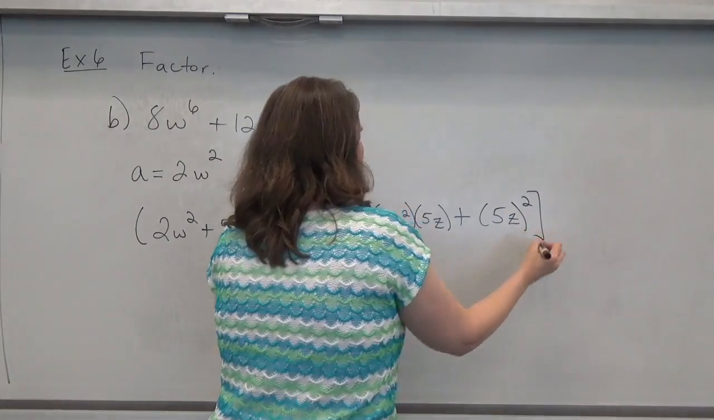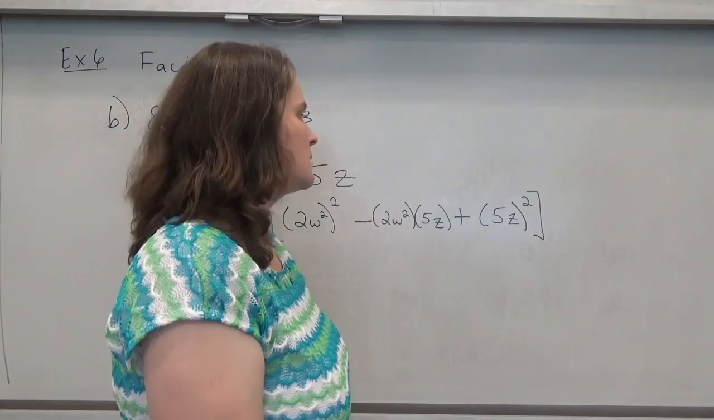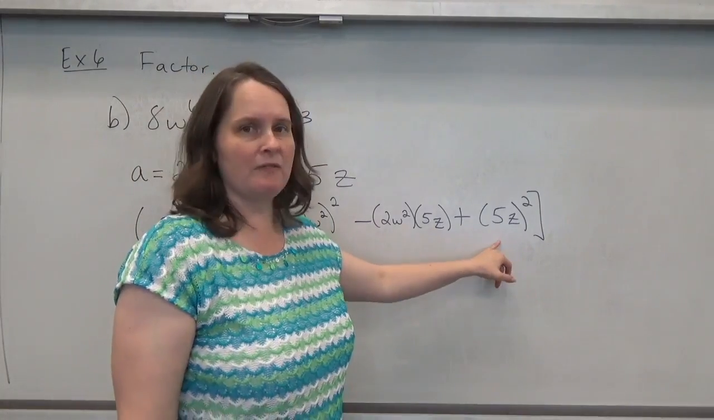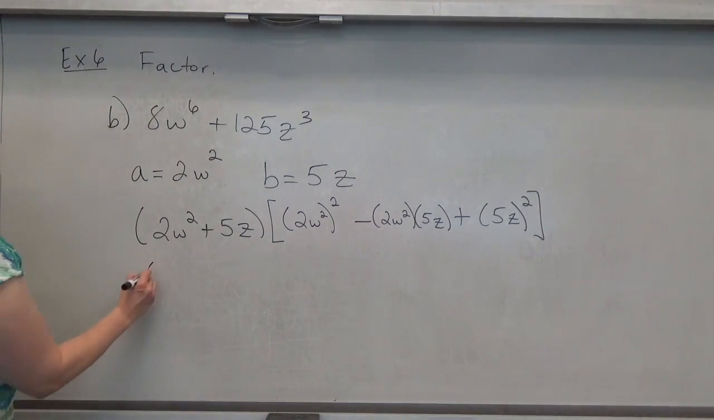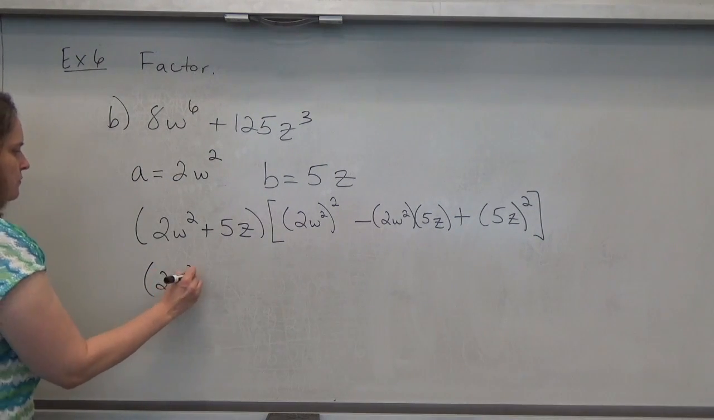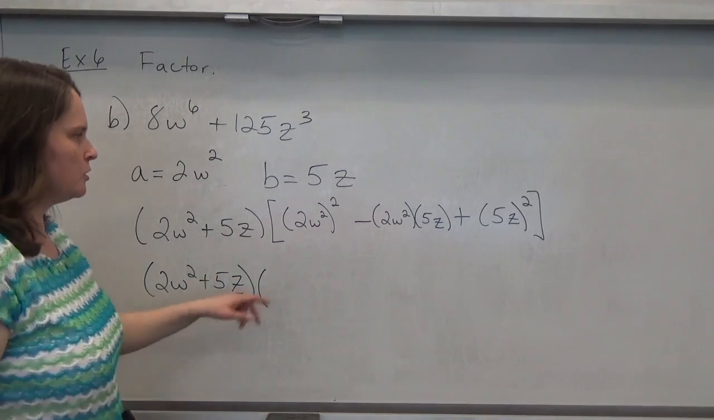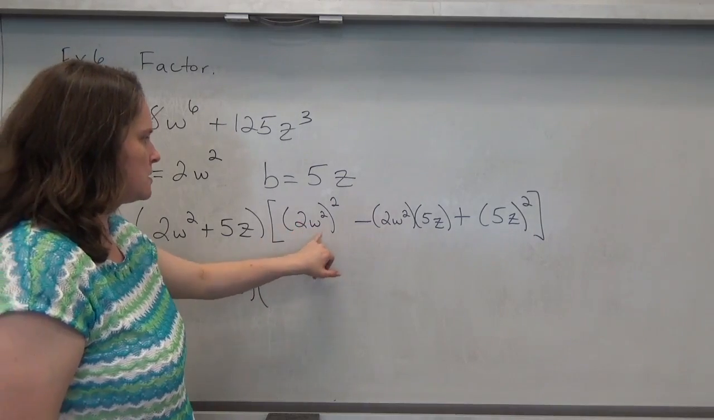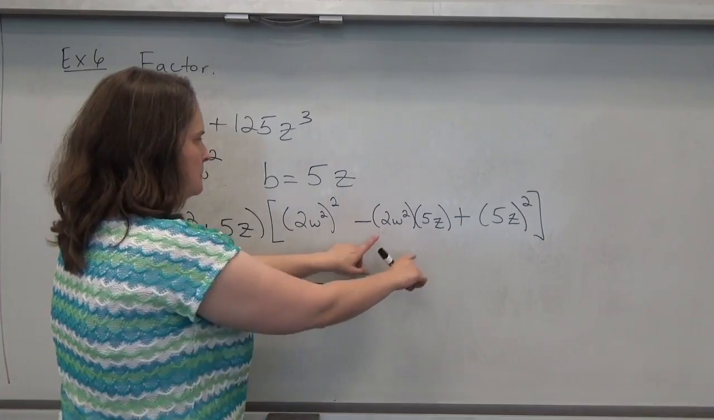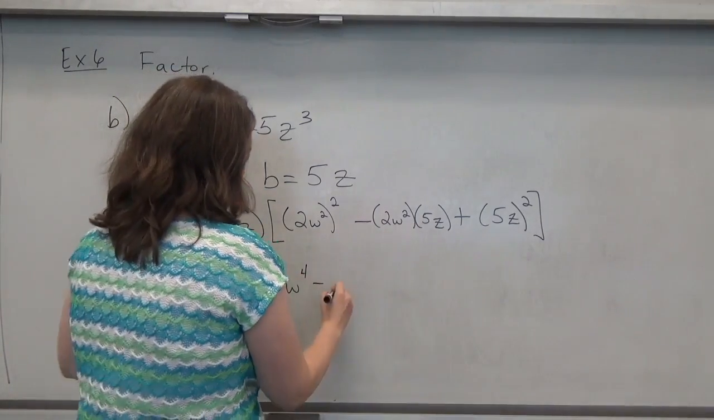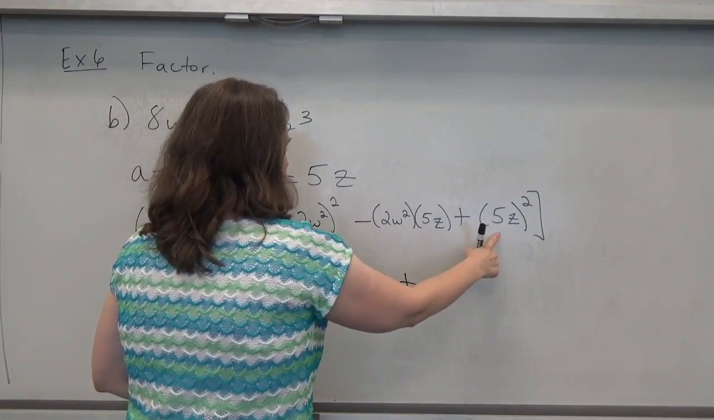Be careful that you square both the coefficient and the variable in these problems. A lot of times students forget that they have to square both the 5 and the z. So let's see if we can simplify this. There's not anything that I need to do with the very front binomial. The trinomial will become 4w to the 4th minus, that'll be 10w squared z plus, that's going to be 25z squared.